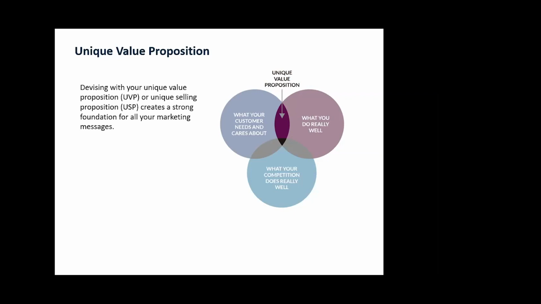If you look on the right hand side at that graphic, you can see where it sits. You have what your customers need and care about, you have what you do really well as a business, and you have what your competition does really well. And your unique value proposition sits between what your customer needs and cares about, what you do really well, and what your competition doesn't do so well. So in other words, it's a differentiator.